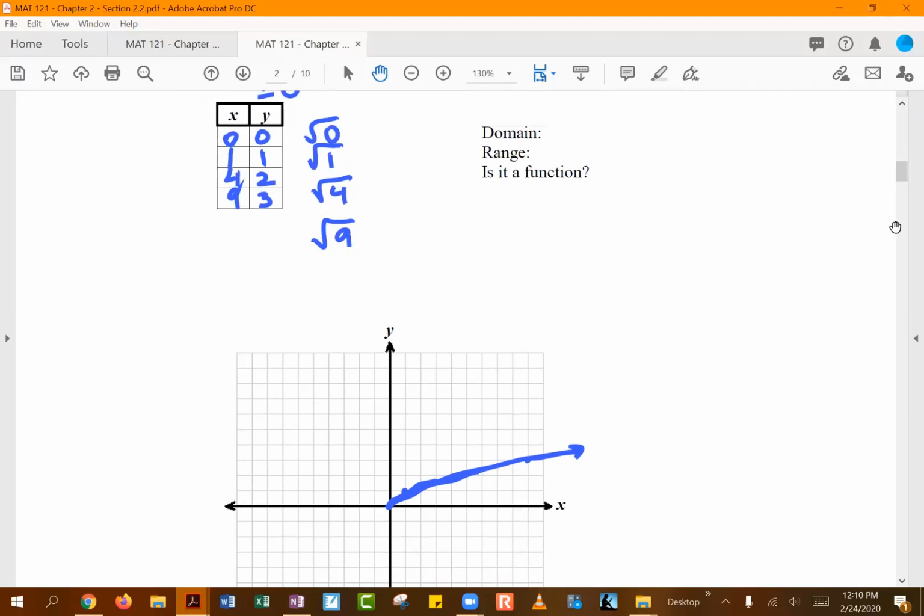Okay, so who would like to tell me if this is a function or not? It is. It will pass the vertical line test. It is a function. Okay, domain?